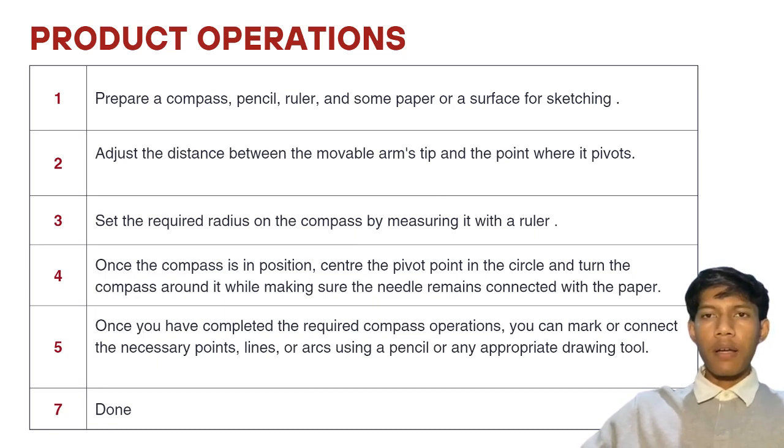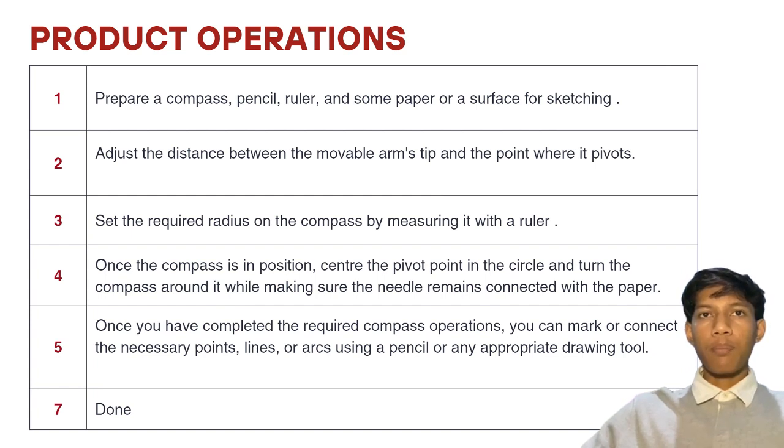First, a compass, a pencil, a ruler, and some paper or surface for sketching would be needed to get started. 2. The compass has two arms, one fixed and one movable. This allows you to adjust the distance between the movable arm tip and the point where it pivots. 3. Set the required radius on the compass by measuring it with a ruler. Once the compass is in position, center the pivot point in the circle and turn the compass around it while making sure the needle remains connected with the paper.